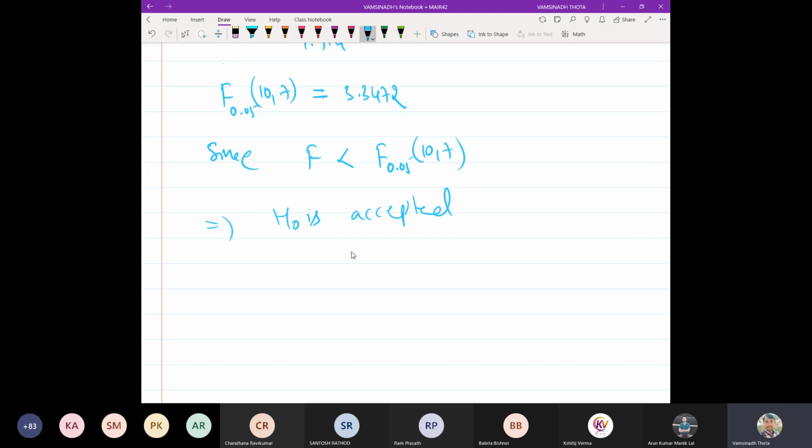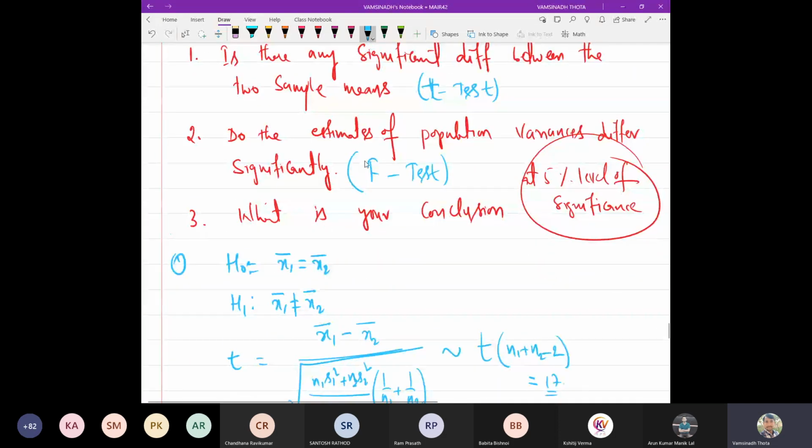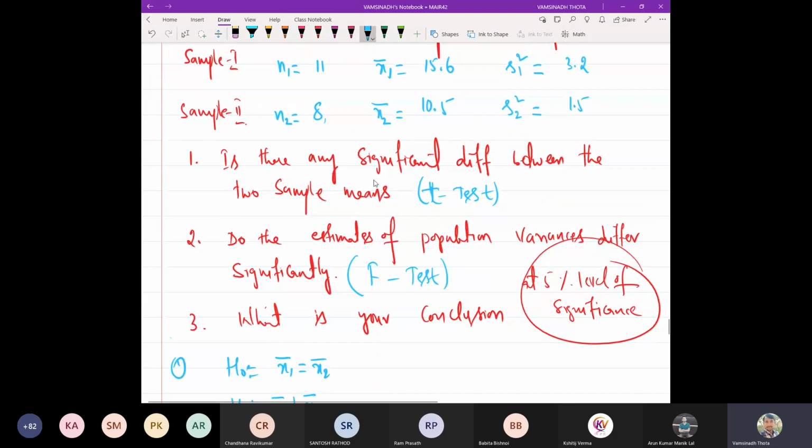Okay. So that is about the second question. So the second question is answered positively: there is no significant difference between the estimates of the population variance at 5% level of significance. Now, what is our conclusion? The conclusion can be drawn based on these two. For this one, we have the conclusion. For this one also, we have the conclusion. But what is this third one?